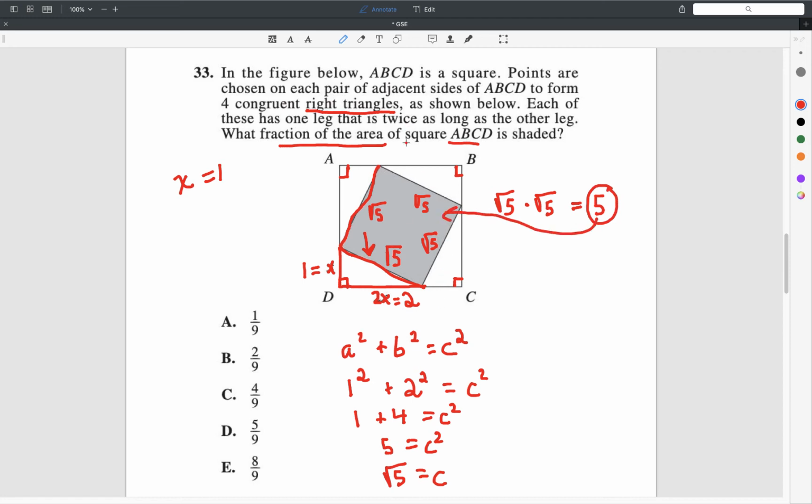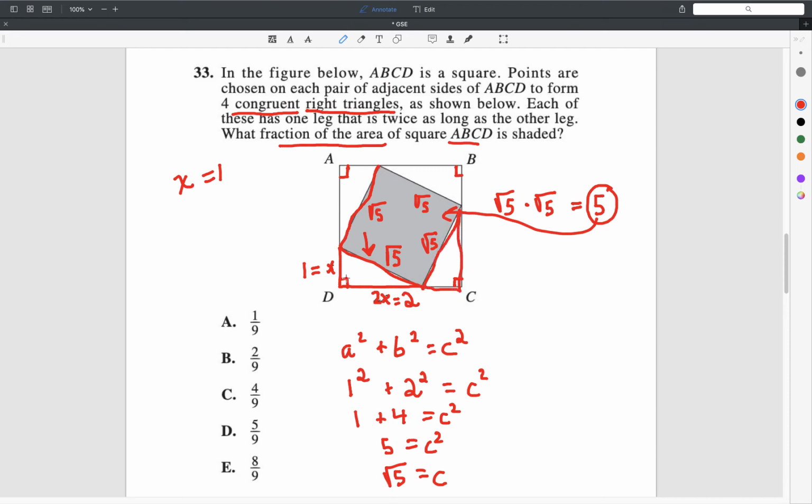Now, as we said before, we need to get the area of the bigger square. And so let's see how we could do that. Well, we were told originally that these are 4 congruent right triangles that make up this bigger square over here.